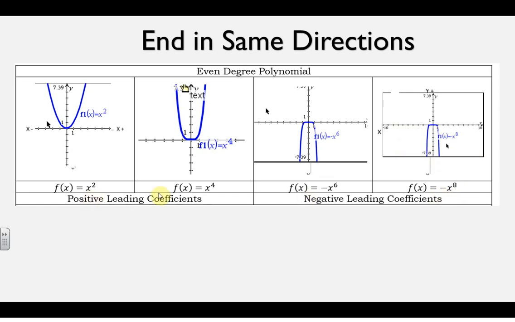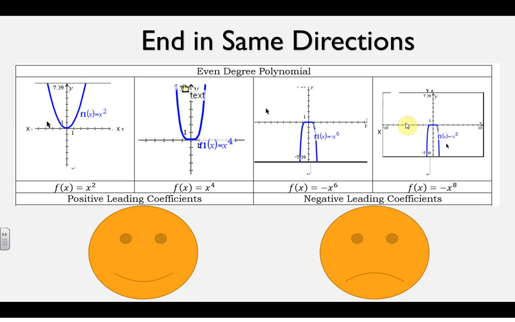When you have positive leading coefficients on an even degree, they're going to start and stop facing up, and negative, facing down. Look, a smiley and a frown. You're happy, you're ending up. You're sad, you're ending down. So two things: even degrees, you know that they're going to end in the same spots, and then you look at the leading coefficient to see if they're going to end up or end down.